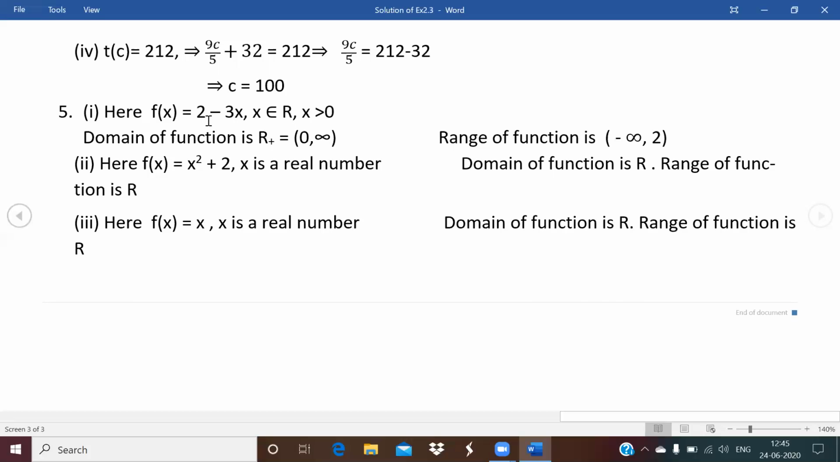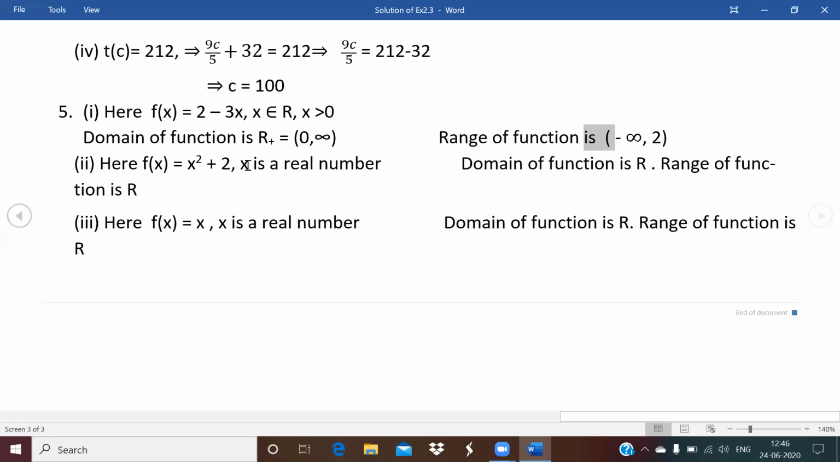And in this case, we have to find the range also. And by substituting all these values between 0 to infinity, you will get the value of the function, which is from minus infinity to 2. But 2 is not included. And in the second part, the function given to you is x squared plus 2 when x is a real number. That's why the domain of this function is the real numbers.